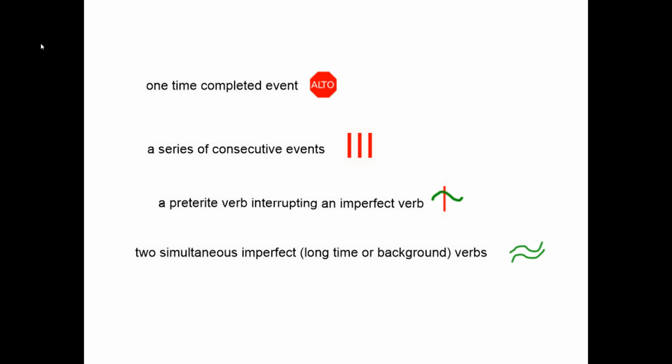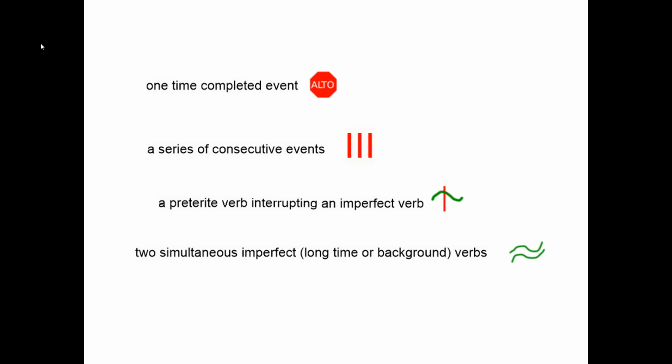We're going to say that the color red is for stop, right? Like a stop sign. So we're going to use the preterite, the red one, for a one-time completed event. Think of a stop sign. We're also going to use it for a series of consecutive events that possibly took place in a short time span. For example, today I woke up, I brushed my teeth, I got dressed, then I ate breakfast. These are a series of consecutive events and possibly short in duration. I'm going to use the preterite for that.